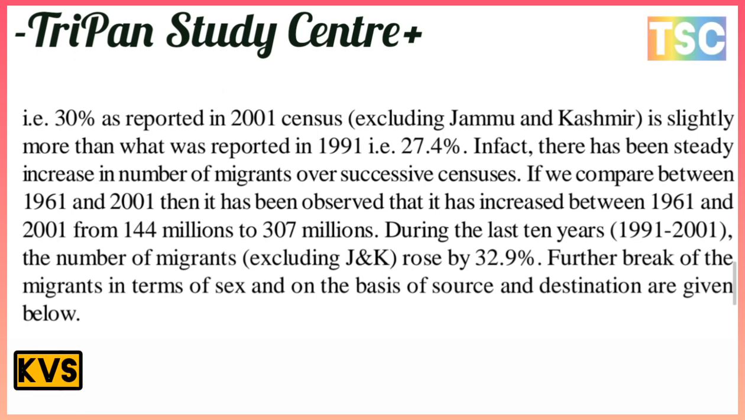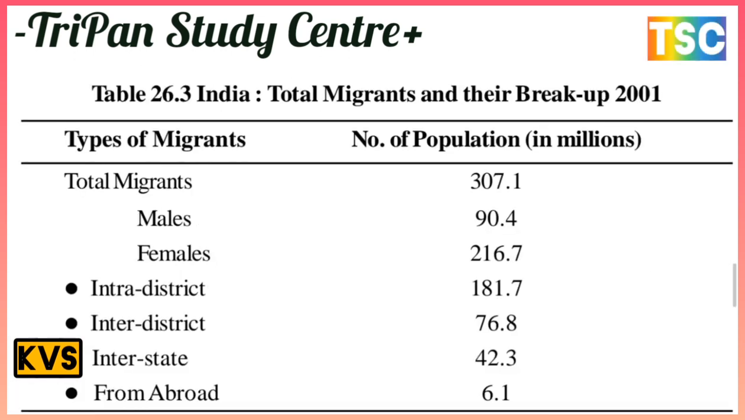Further breakup of the migrants in terms of sex and on the basis of source of origin is given below. Let's come to the important point in this box: India's total migrants, the breakup for 2001, types of migration and number of population in millions, with total migration for male and female.